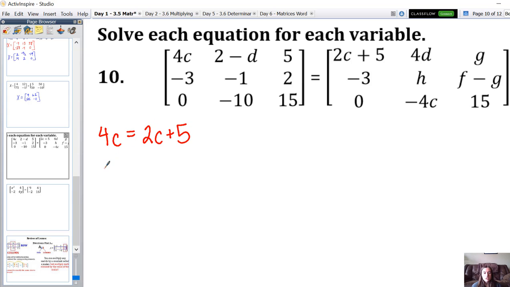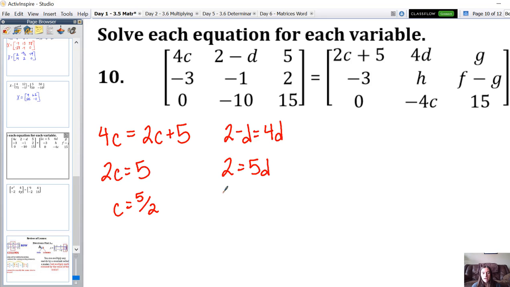So now we can subtract 2c and then divide by 2. So c is 5 over 2, or 2.5. Then again, in the same position, we have 2 minus d equal to 4d. I can add d to both sides, so we have 2 equal to 5d, and divide by 5, so d is 2 over 5.